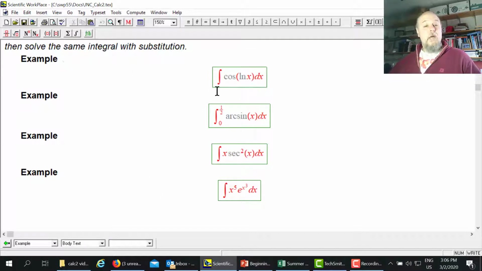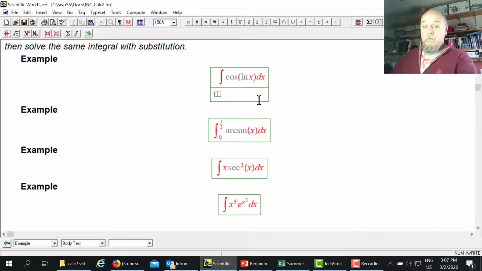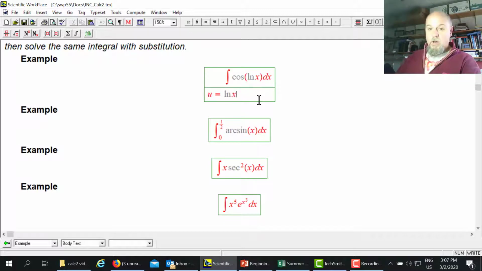This next one, and every one of these examples has a point to it. The point to this one, this isn't cosine times ln, it's ln is inside the cosine. So it's not integration by parts yet, but it will be. The first step I should make is a u substitution. Let u equal ln of x.